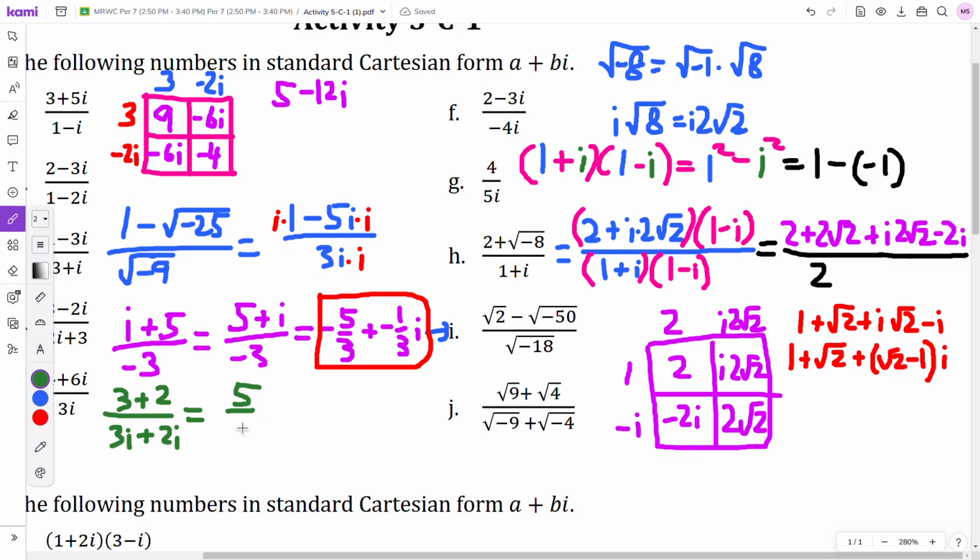This is just 5 over 5i. So this is really just 1 over i. Is that okay? Can I leave it like that? No! I cannot. So I'm going to multiply by i over i. And I'm going to get i over negative 1. Oh my gosh, it's just negative i. Or if you prefer, 0 minus 1i.